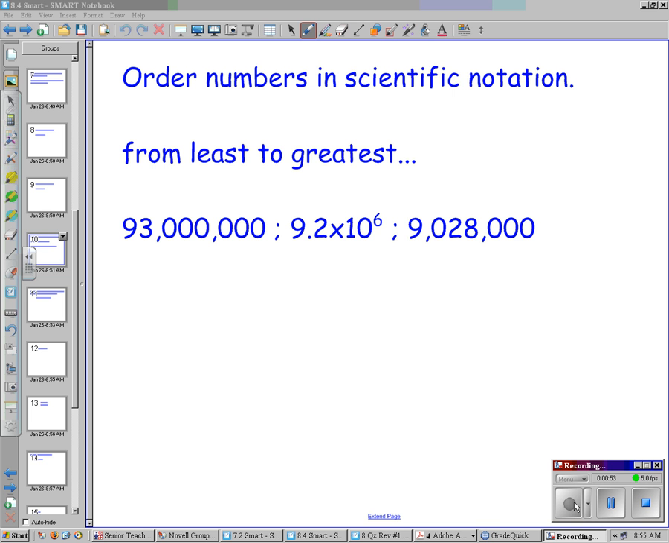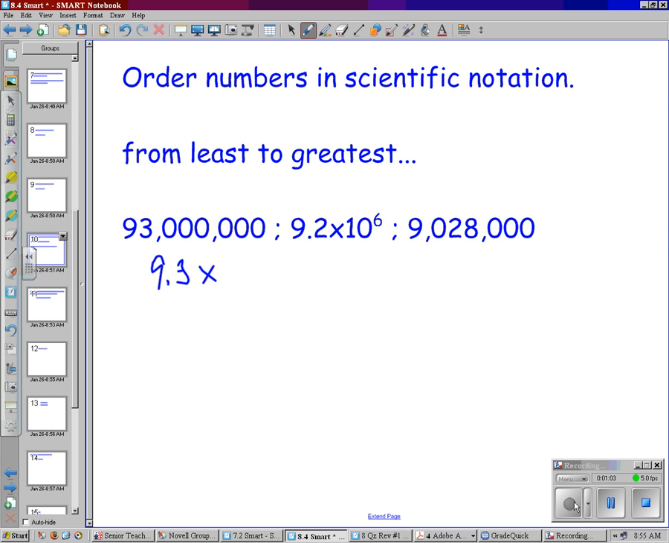So I want to know how you write 93 million in scientific notation, first of all. Okay, 93 million in scientific notation. Katie? 9.3 times 10 to the 7th. Here we have 9.2 times 10 to the 6th. Is that scientific notation? Yes. And could I have 9,028,000 in scientific notation, please? Josh? 9.028 times 10 to the 6th.